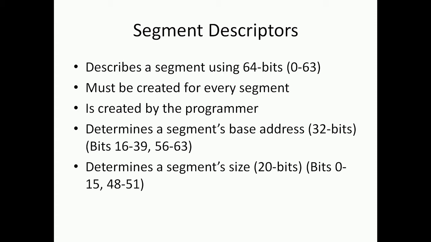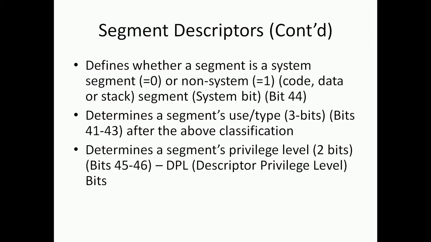So what does the segment descriptor do? It describes a segment, and for every segment that I am using I need to have a segment descriptor. It is created by the operating system, not by the architecture, and it determines a segment base address. There are 32 bits: bits 16 to 39 and 56 to 63, because it is a 0 to 63 bit segment descriptor. It also determines a segment size by 20 bits, which is 0 to 15 and 48 to 51.